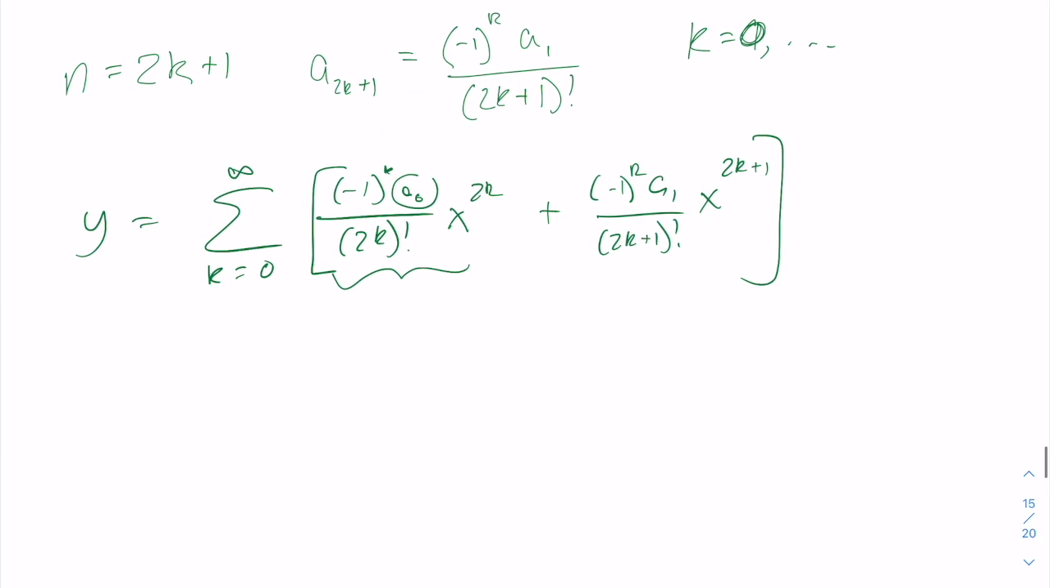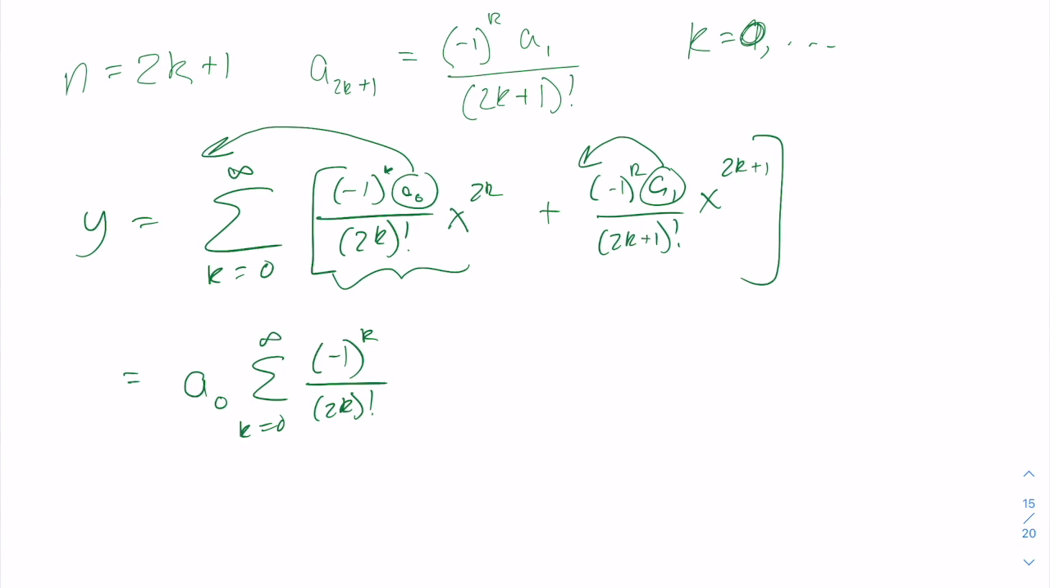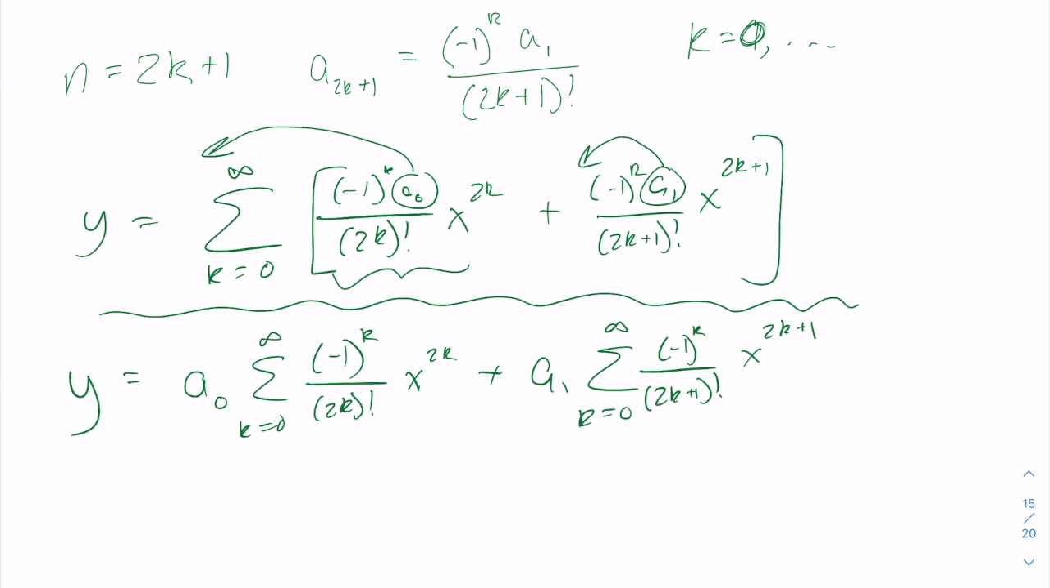Now what I'll do is take this thing and pull that out, and take this thing and pull it out, and split this up into two different sums. So I have a naught times the sum k equals 0 to infinity, negative 1 to the k over 2k factorial x to the 2k, plus a1 times the sum k equals 0 to infinity, negative 1 to the k over 2k plus 1 factorial x to the 2k plus 1. And this is our series solution.